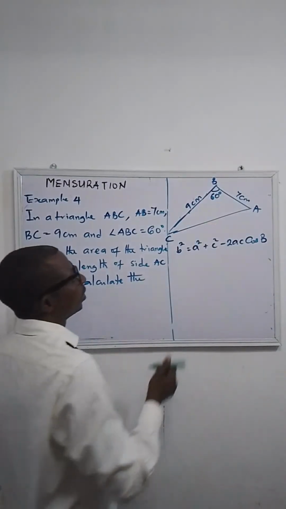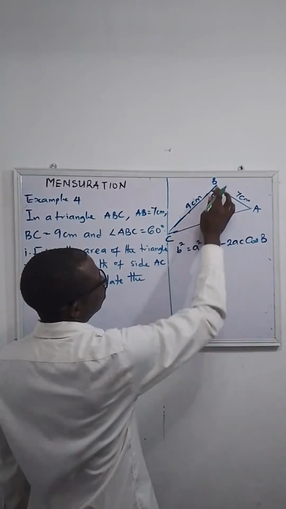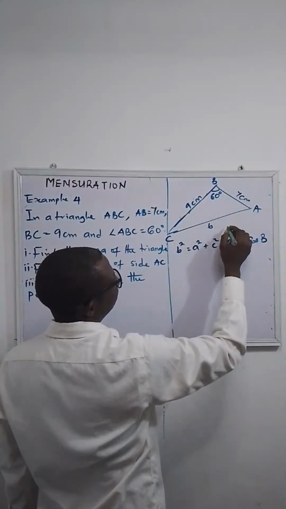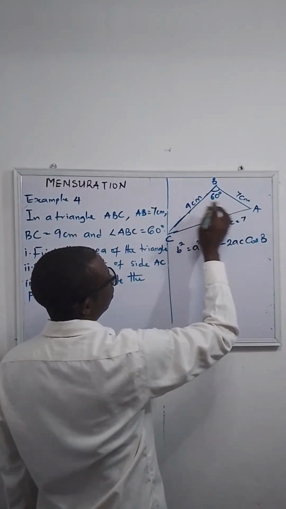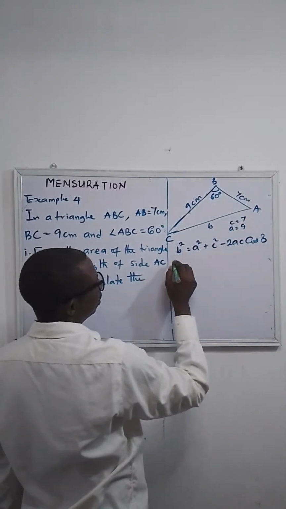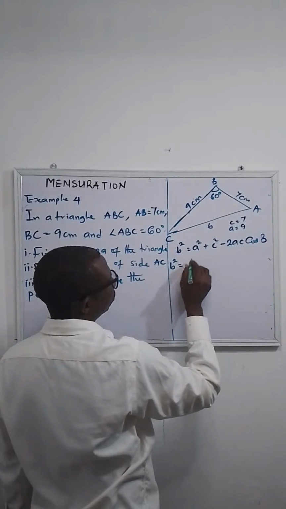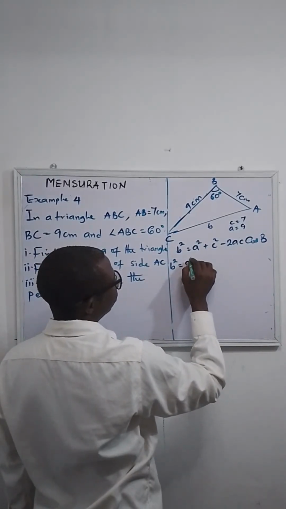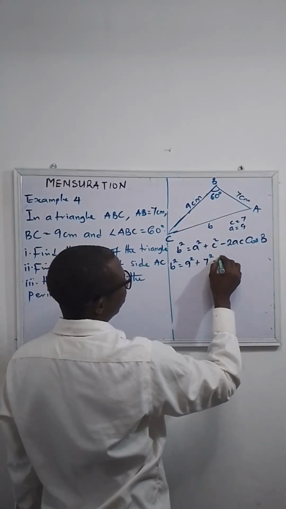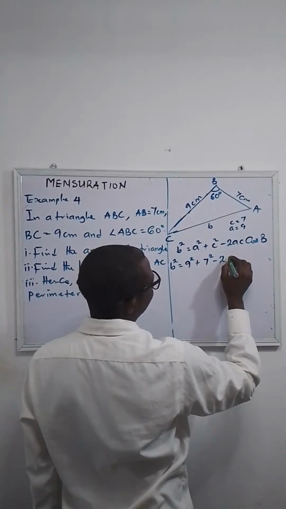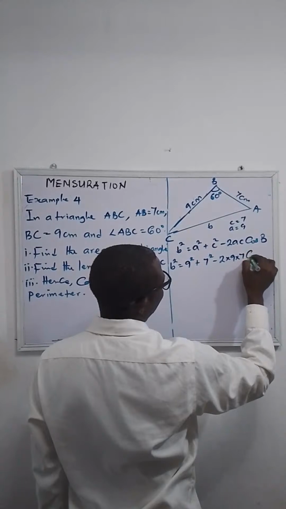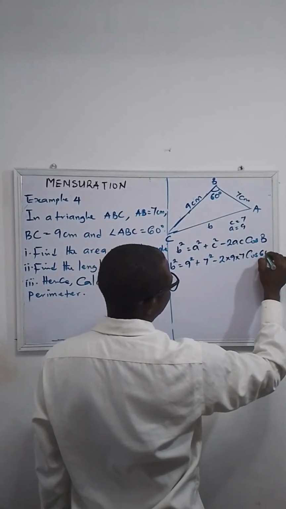Now let us plug in the values. Small b is what we are looking for, small c is 7, and small a is 9. So we have b squared equals 9 squared plus 7 squared minus 2 times 9 times 7 times cos 60 degrees.